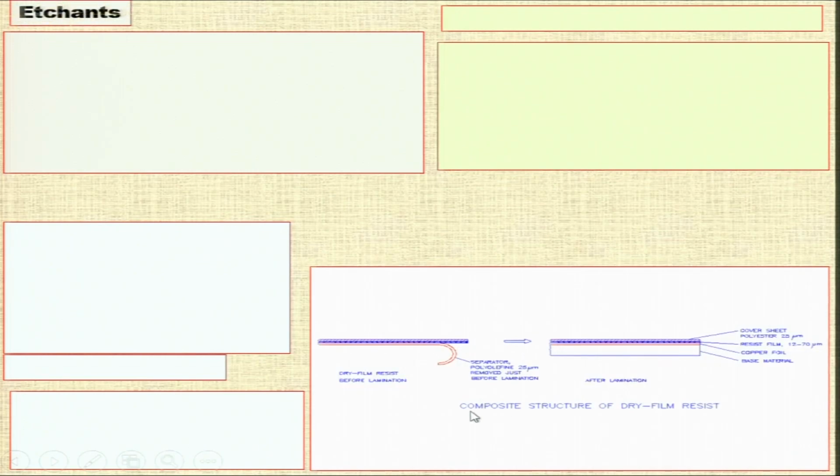Now here you can see the composite structure of dry film resist. You can see here different components, same as we have seen earlier, that is the cover sheet, polyester, this is around 25 micron. Then you have the resist film, that is 12 to 70 micron depending upon your requirement, and then you have the copper foil over here, and this is the base material.